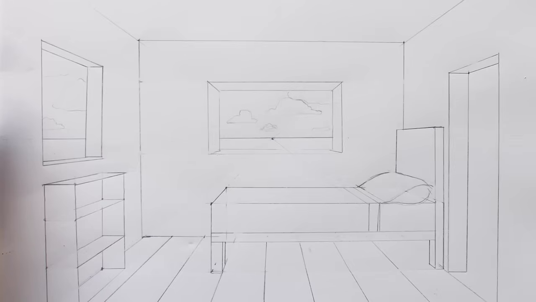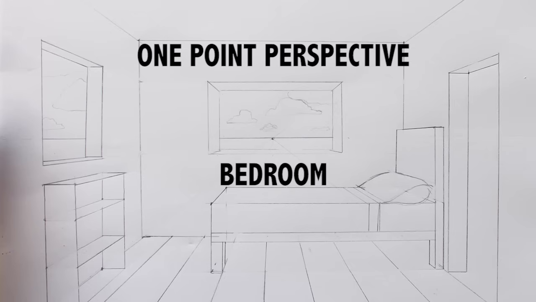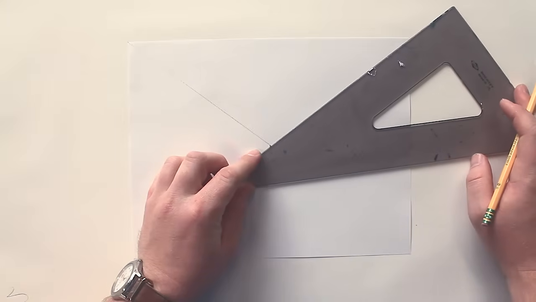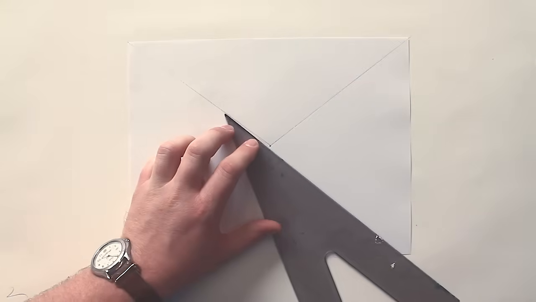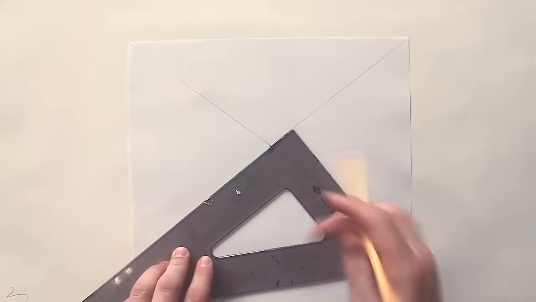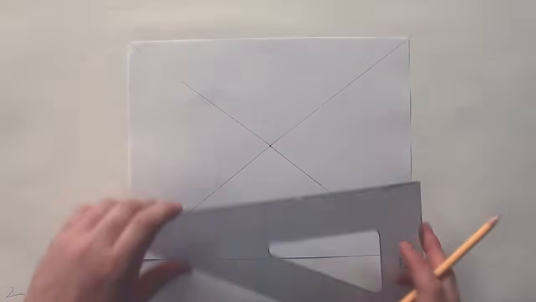Today we're going to start off by learning a few tips and tricks to create a realistic, one-point perspective bedroom. Alright, first we're going to start off with drawing a vanishing point and all of our converging lines. These are going to be our walls, our ceiling, and our floor.